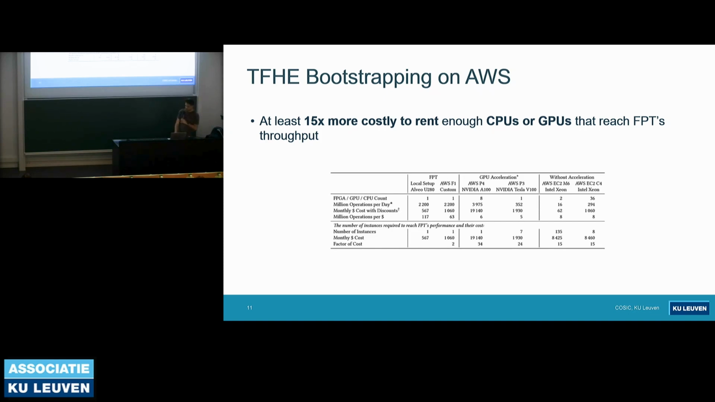To give you one example, let's say you rented these instances here, which have 8 GPUs, you could achieve the same throughput as FPT with one instance of those, which has 8 GPUs, but you would pay a factor 34 more in cost. It turns out that the most efficient you can currently do is to rent a load of CPUs, 135 instances, but still there you pay a factor 15 times more than using FPT.